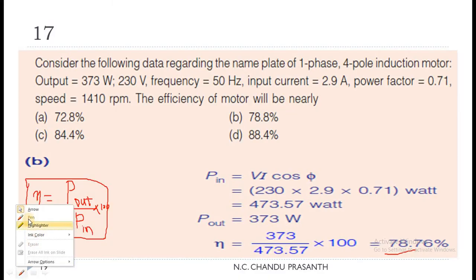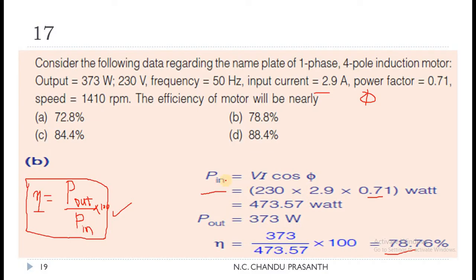What is the efficiency formula? Output power by input power into 100. For finding the input power, we have the formula VI cos phi. Already they have mentioned the value of V 230 volts, current 2.9 amperes and power factor 0.71. By doing the calculation, P in equal to 473.57 watts. We have to find out P out.